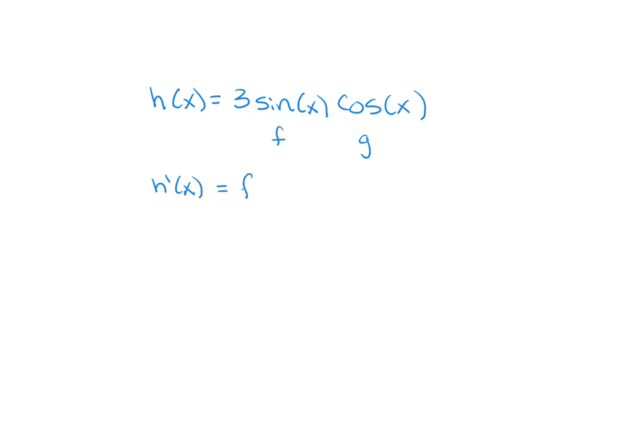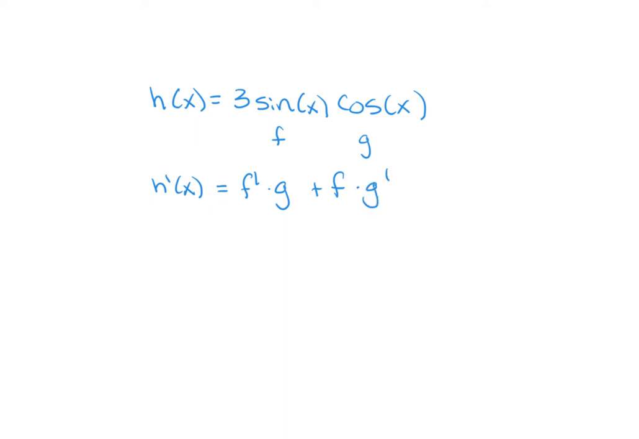All right, next example. Let's do 3 sine x times cosine x. So if this is f, this is g, derivative of the first times the second, plus the first times the derivative of the second.